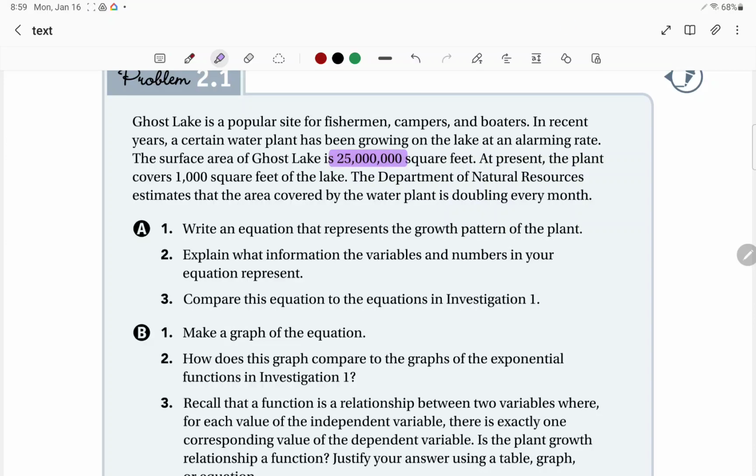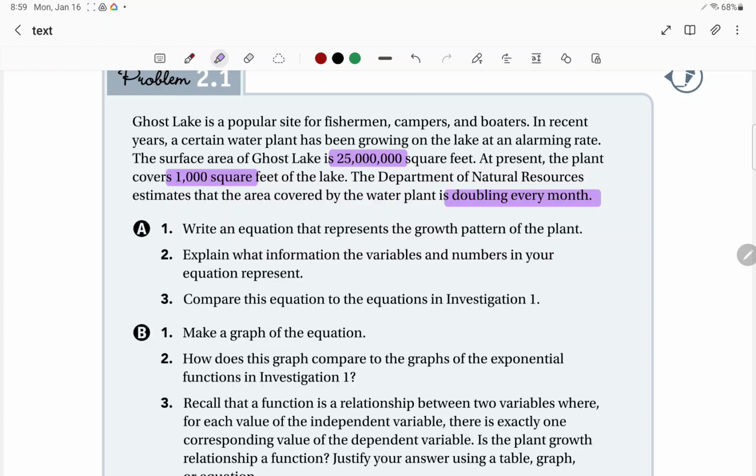Okay, so let's look at this. Ghost Lake is a popular site for fishermen, campers, and boaters. In recent years, a certain water plant has been growing on the lake at an alarming rate. The surface has 25 million square feet. At present, that plant takes up 1,000 square feet of the lake. The Department of Natural Resources estimates that the area covered by the water plant is doubling every month. So that's extremely important, the fact that it doubles every single month.